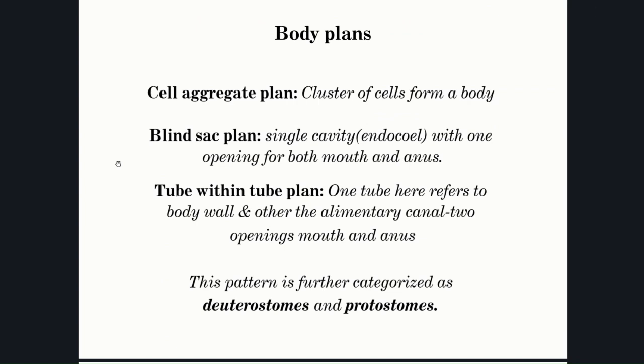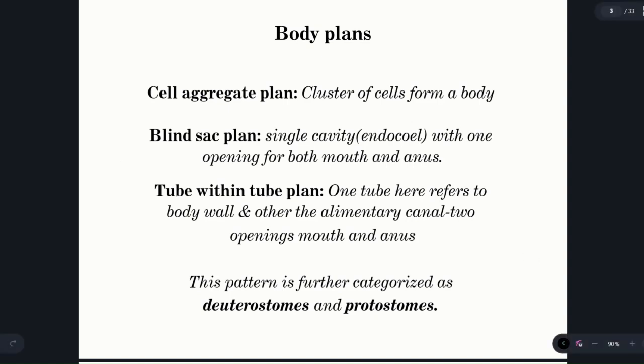Now, as we already mentioned, these structures can then form into larger bodies, and these bodies might just be cell aggregates or they might be a blind sac. Blind sac basically means it's just an empty cavity surrounded by an outer wall. There is no hollow space between that outer wall and the cavity within it, and that cavity itself forms the opening for the mouth and the anus.